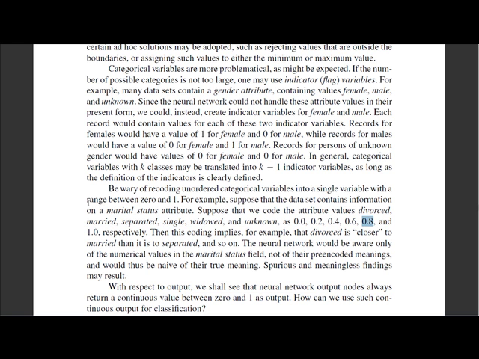But there's a problem in doing this, and that is that these numbers have an implied order in them, right? But the categories don't. There's no such implied order here, but we've given it an implied order by encoding it in this way. This encoding implies, for example, that divorced is closer to married than it is to separated, and so on. The neural network would be aware only of the numerical values of the marital status field, not of their pre-encoded meanings, and would thus be naive of their true meaning. Spurious and meaningless findings may result.